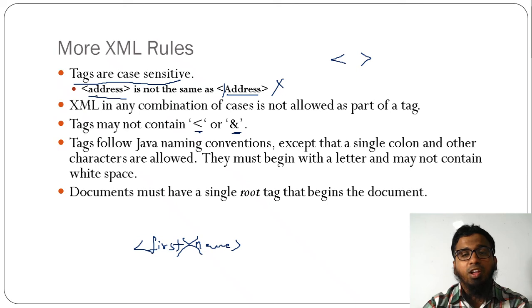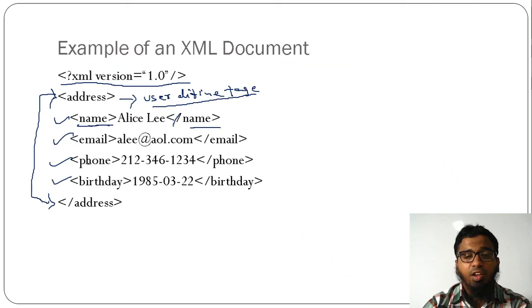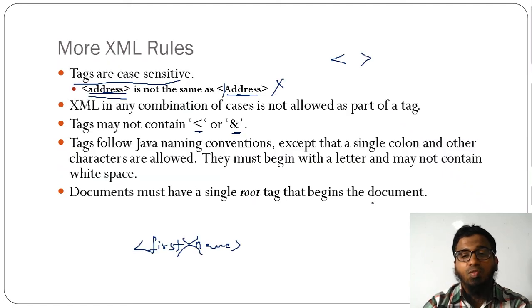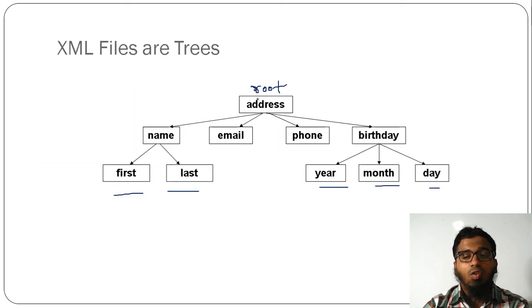Another important rule is case sensitivity. Whenever you use a small letter, it should stay a small letter. Any combination of case is not allowed as part of tags, and less than is not allowed inside the tags. White spaces are not allowed within the tag names. Like you can see here, name, birthday, phone, email do not have any space. And the root tag must begin the document, meaning the root tag is at the beginning of the document.